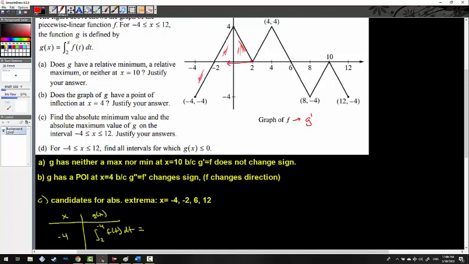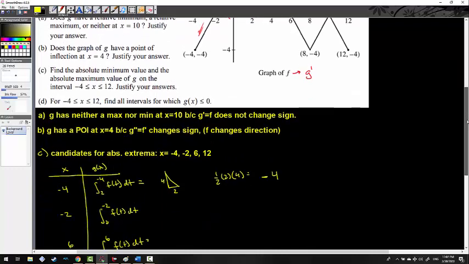So I'm going to go ahead and draw this triangle here, and that has a width of 2 and a height of 4, meaning I've got 1/2 base times height, which is going to be 4. But I've got to remember that it's negative because, again, I'm moving backwards.